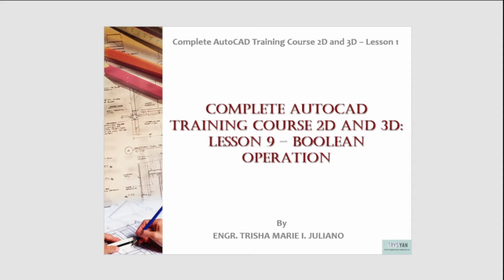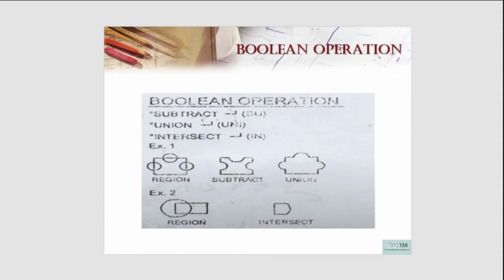And for this lesson 9, I am going to discuss how the Boolean operation works. So these are the Boolean operations that we are going to use in our lesson for today. We're going to subtract, so we will type SU; union, UN; and then intersect, IN. Okay, so let's try all of this in CAD.